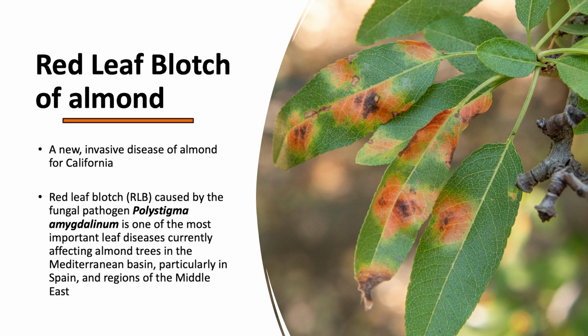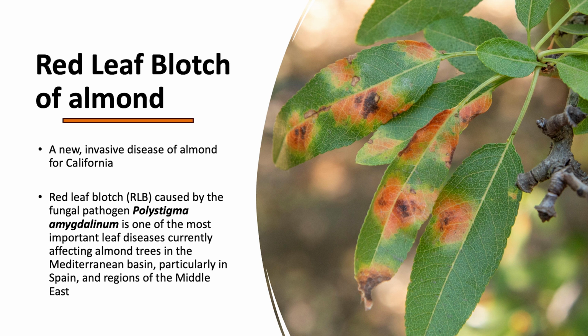Now let's get into red leaf blotch, probably here the main concern at this time for the industry. The disease just appeared basically this year in California. It's a new, invasive or exotic disease to California. It's caused by the fungal pathogen Polystigma amygdalinum.